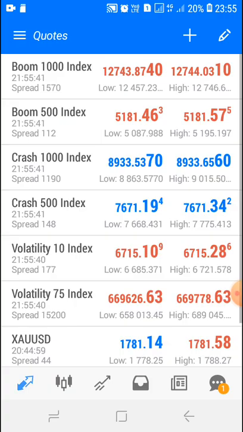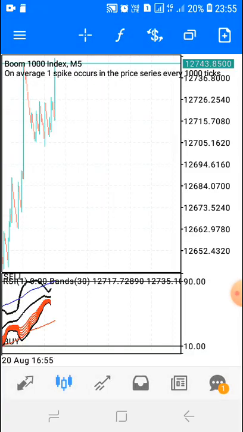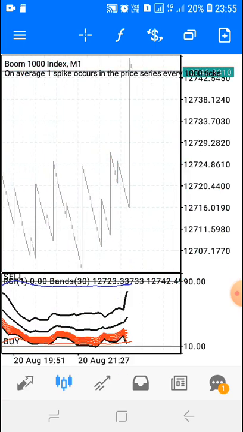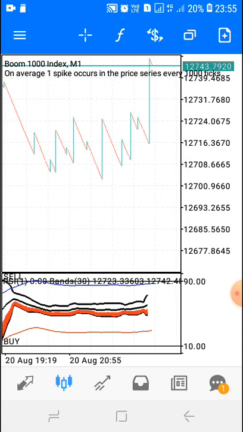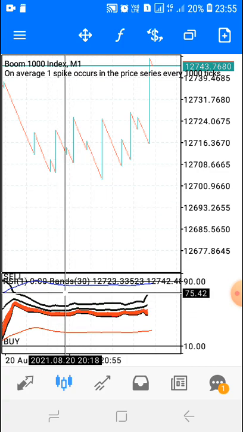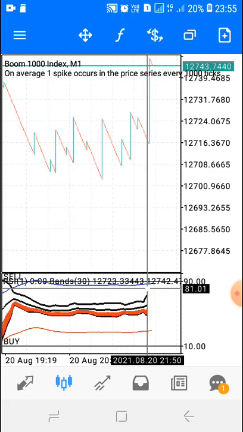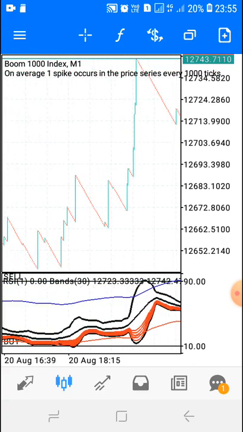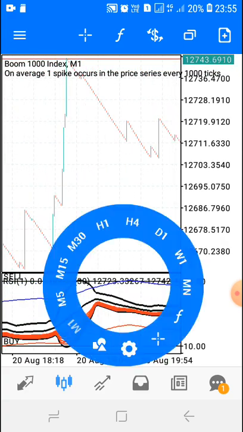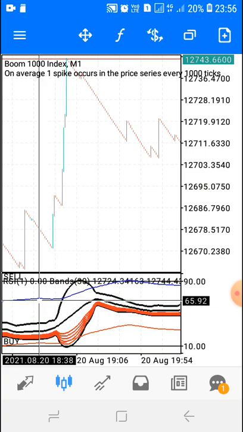Now check this out. Let me just go to Boom 1000 again and show you guys something. Let me just go back to the 1 minute time frame. So you can see over here what the Bollinger Band is doing. It's playing around in the move. The envelopes is already over there. But what you want to do is, when you see something like this, you need to make sure that the Bollinger Bands move outside the envelope.